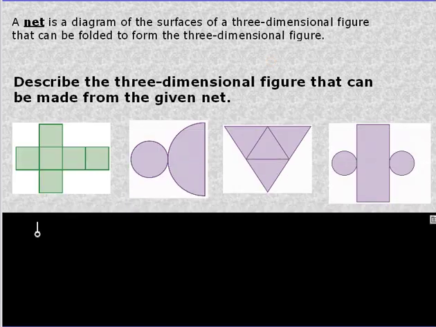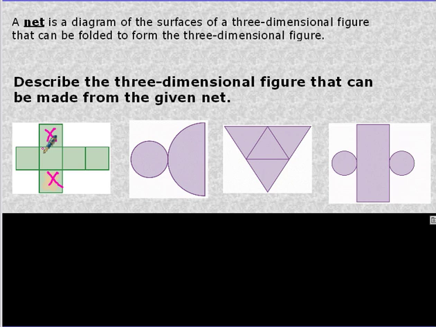So here's our nets, and you want to look at how many bases there are and what kind of base. So this one we can see it looks like there's 2 bases here and here and here. And if we folded that up, you would end up with a prism. Rectangular prism. Rectangular or a cube. It looks like it could be a cube.